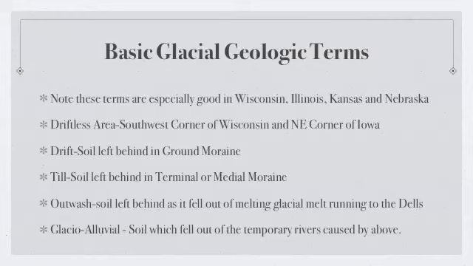We also looked finally at a little bit of basic geologic terms, and note that these terms are especially good in Wisconsin, Illinois, Kansas, and Nebraska, having been the ending places, or the places that the terminal moraines were deposited for the Wisconsinian, the Illinoisan, the Kansan, and the Nebraskan glacial ages. Know that the southwest corner of Wisconsin and the northeast corner of Iowa actually are called the driftless area. In the common literature, and actually in the scientific literature and the geographic literature, that should be basic knowledge for people in Wisconsin. It is a beautiful part of the state.